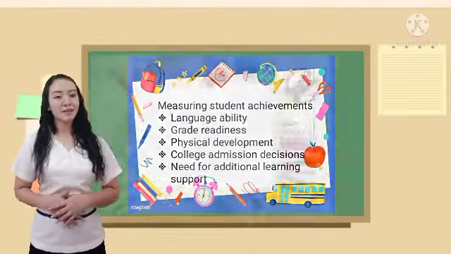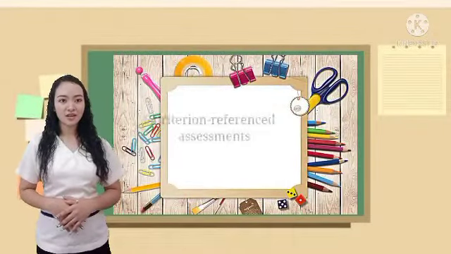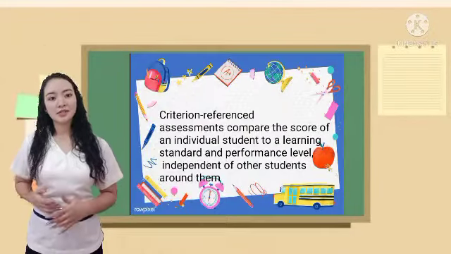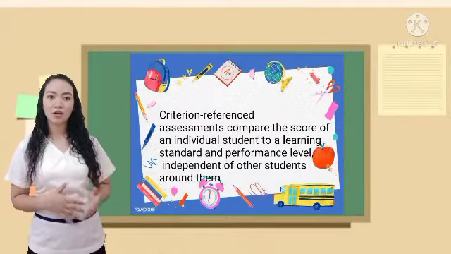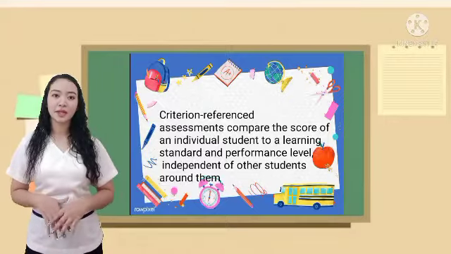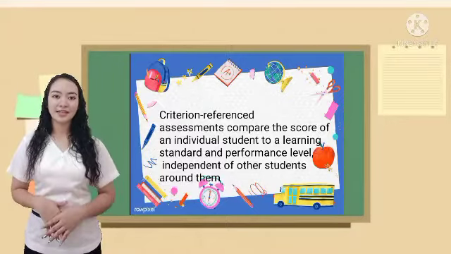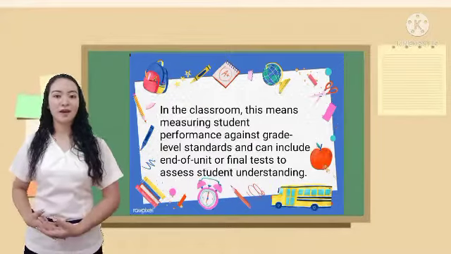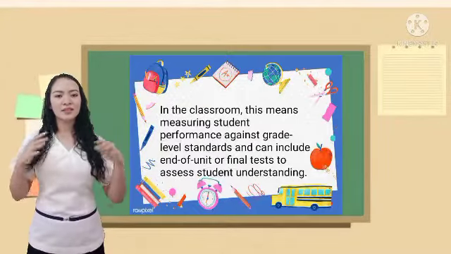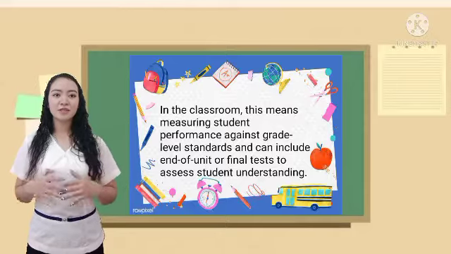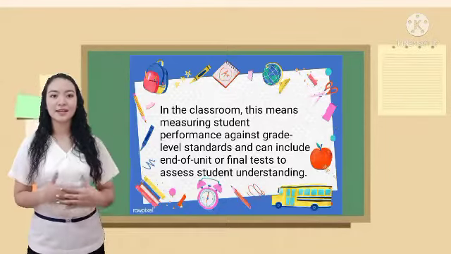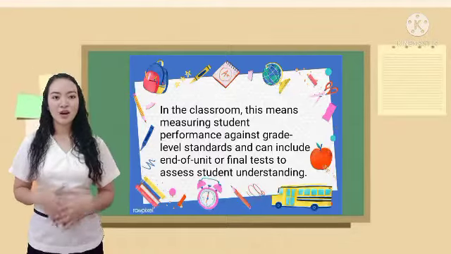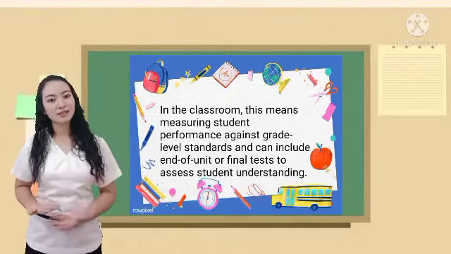So the last type of assessment is the criterion-referenced assessment. Criterion-referenced assessments compare the score of an individual student to a learning standard and performance level independent of other students around them. In the classroom, this means measuring students' performance against grade level standards, and can include end of unit or final tests to assess students' understanding.